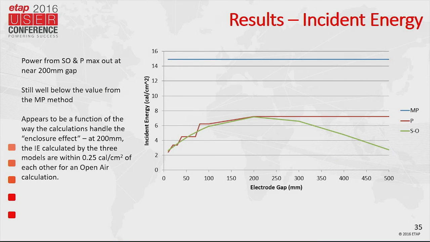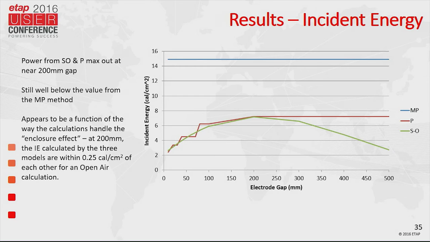We plug it in. Here's incident energy versus the gap values. At 200 millimeters, hard to read based on the scale of the graph, it's about 7.5 calories, which is about 50% of the energy that we get with the maximum power method. Turns out this difference is caused by the way the two models calculate the effects of the enclosure. If you've ever looked at the details of the maximum power method in IEEE 1584 and NFPA 70E, it says if you have an arc in an enclosure, you take the open air results and multiply it by 3.